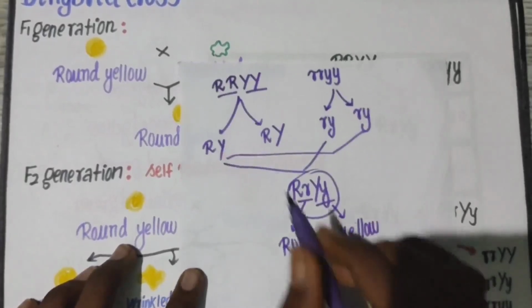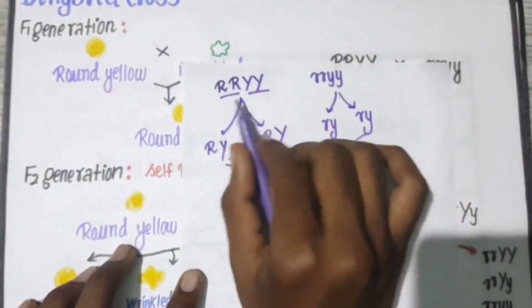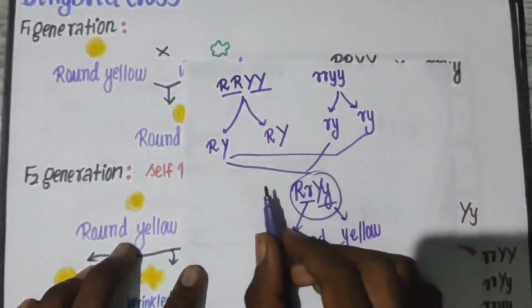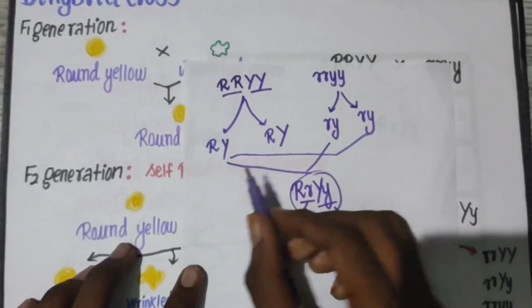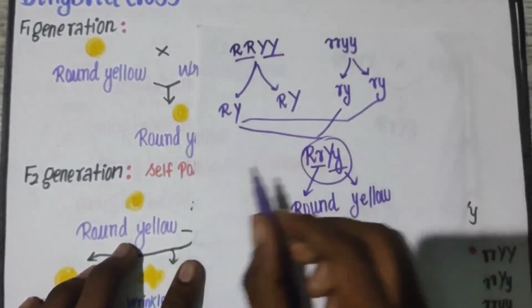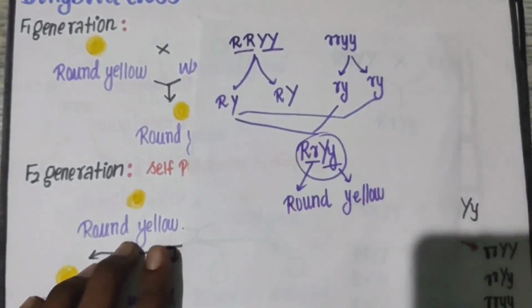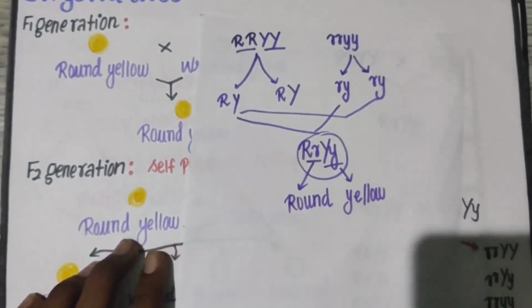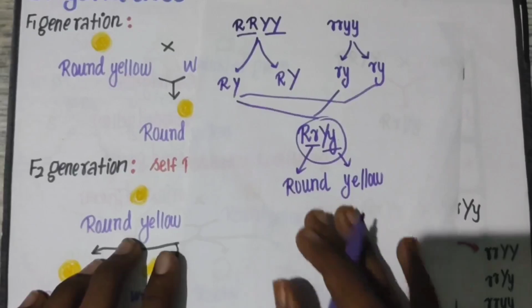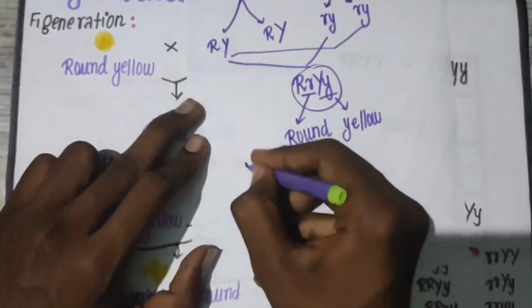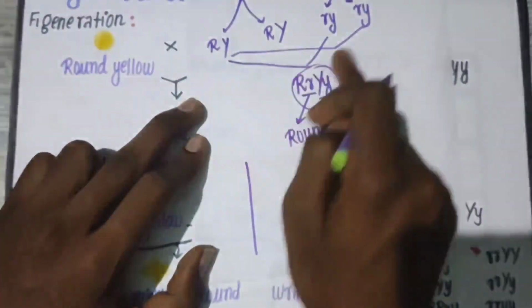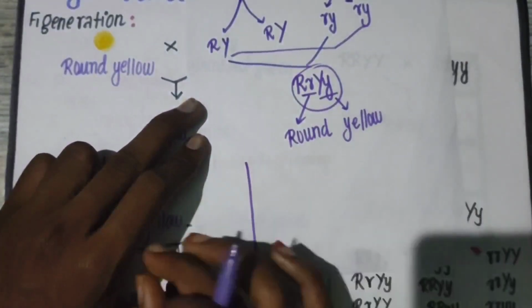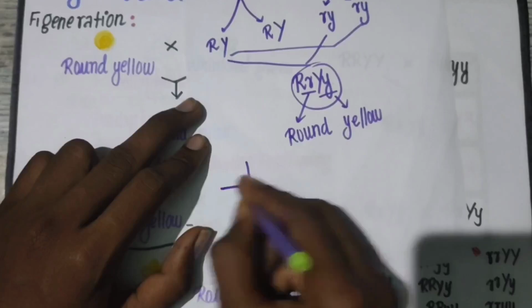So you take this parental plant and find its genotype. After that, you find what gametes can be produced. After finding the gametes, you find the genotype of all the offspring produced in the F1 generation. You can also draw this in a Punnett square. That is very simple. Instead of drawing this kind of lines which will confuse you, you can draw the Punnett square. See how to draw the Punnett square.